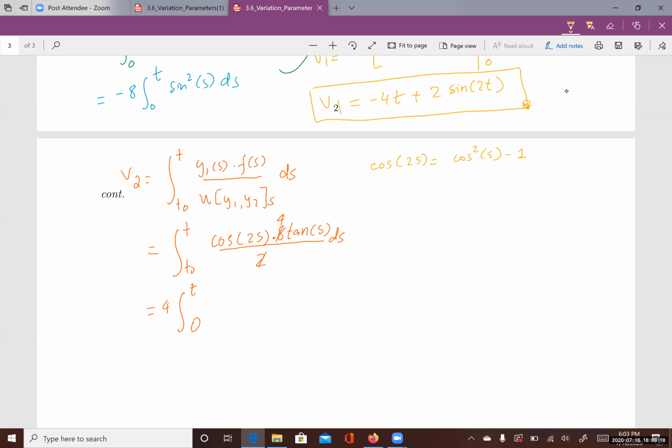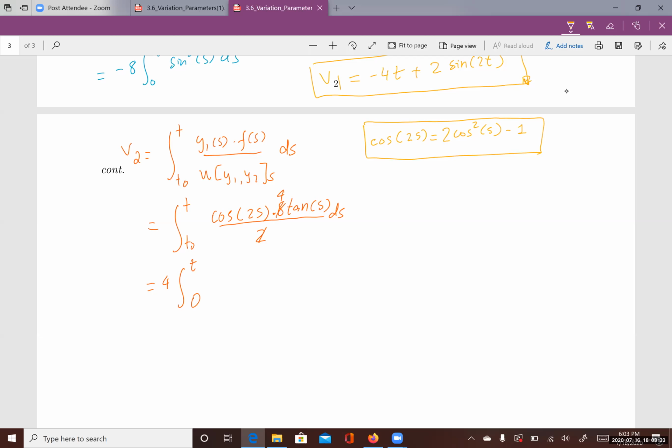Actually, it's not just cosine. Cosine of 2s is 2 cosine squared of s minus 1. That's what I could remember. All right. Now we just need to replace cosine of 2s by this. So it's going to be 2 cosine squared of s minus 1 multiplied by the tangent, which is sine of s over cosine of s, ds.